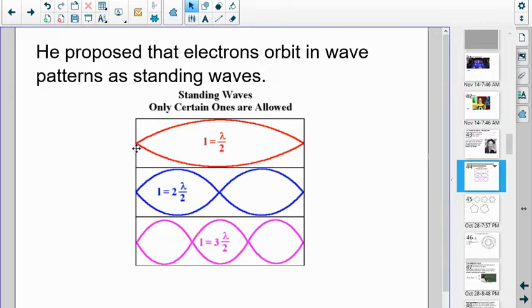So the idea here is that we have to start and stop at the beginning and the end of the wave here. We can't have a wave that ends up above or not right at that point. So this is going to limit the distance that our waves can be.